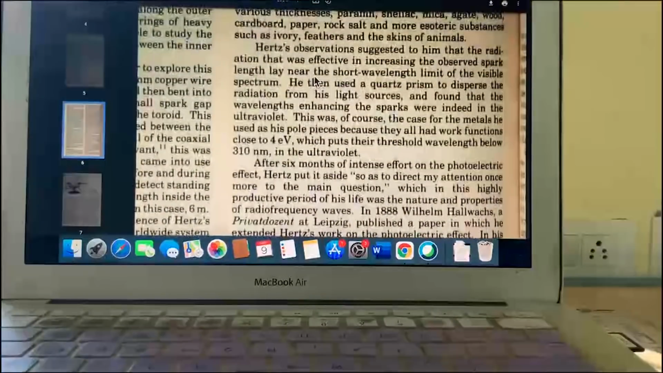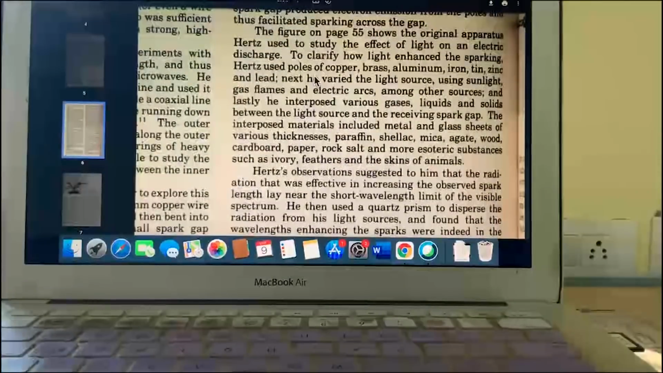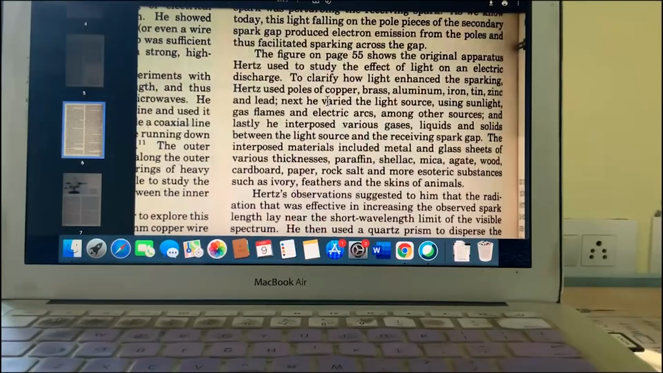Yes. So it says that to clarify how light enhanced the sparking, Hertz used poles of copper, brass, aluminium, iron, tin, zinc, and lead. See, if he has taken some problem in hand, he will do a very good job on that. Next, he varied the light source using sunlight, gas flames, electric arcs, among other sources. And lastly, he interposed various gases, liquids, solids between the light source and the receiving spark gap. A very thorough experiment, a very thorough analysis.